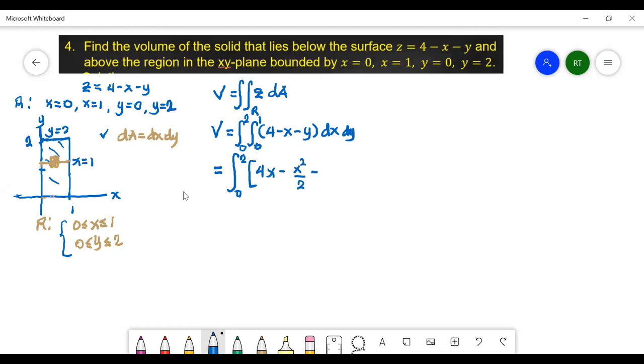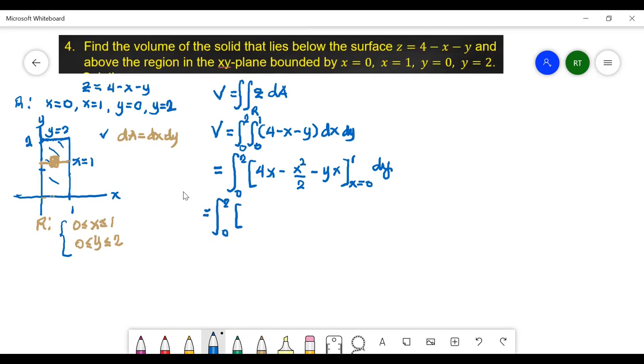Take note that y is temporarily held as constant. So we have the constant y. The integral of the differential of x is x. Okay, and this must be evaluated from x is equal to 0 to x is equal to 1. And do not forget the differential of y. Pag minsan nakakalimutan yan, no? So be careful. So we have the integral from 0 to 2.